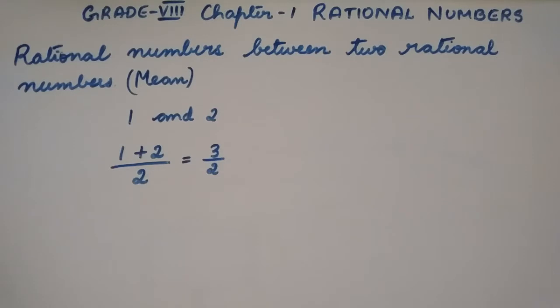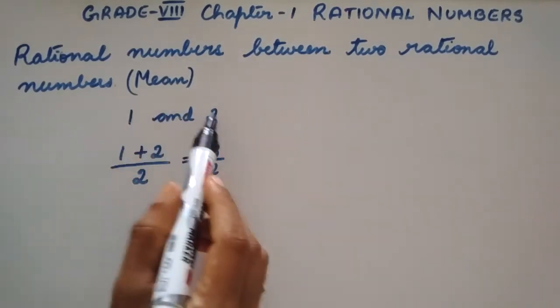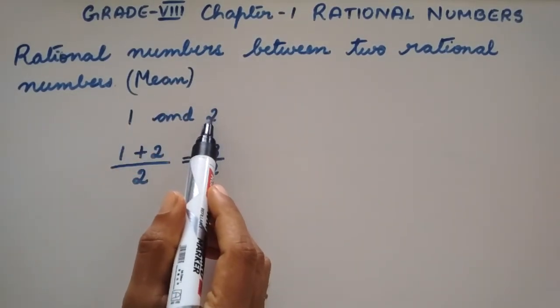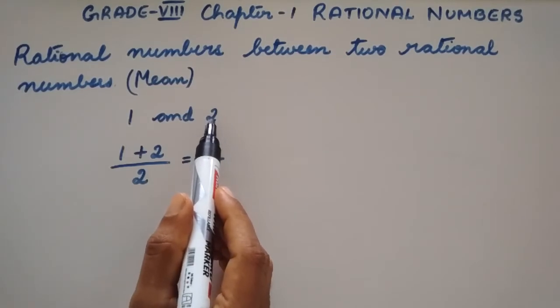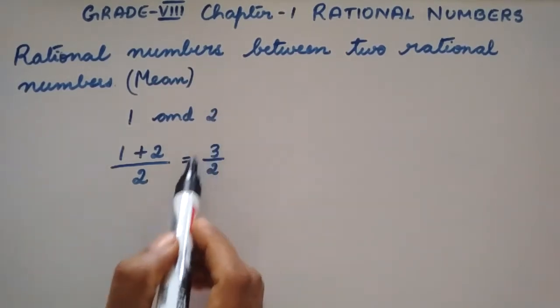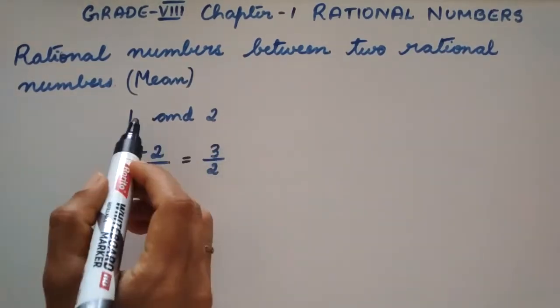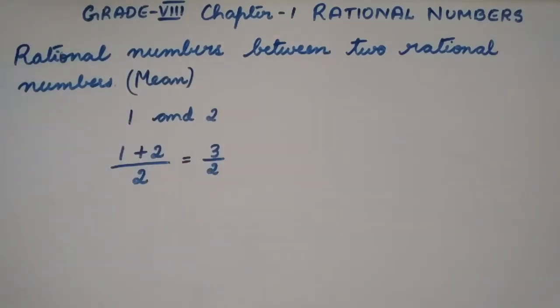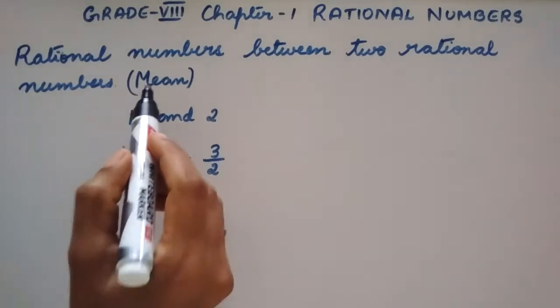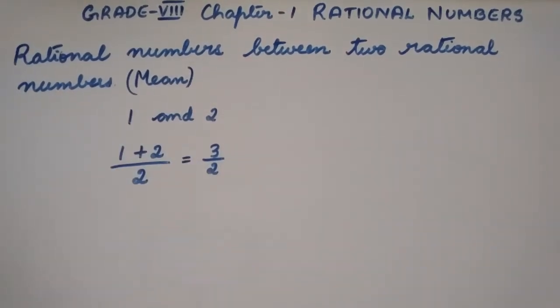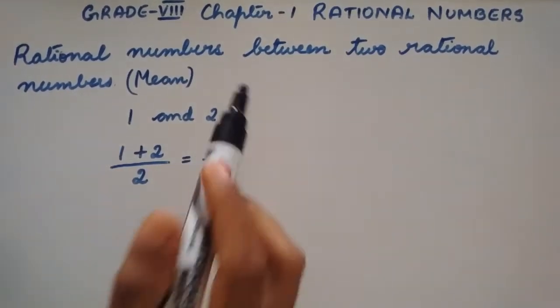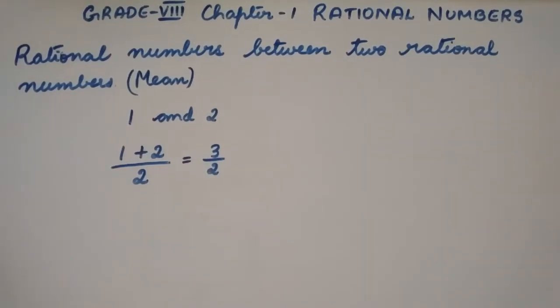So we find that between any two given numbers, we need not get an integer, but there will always lie a rational number. So this is the mean of 1 and 2. We can use this idea of mean also to find rational numbers between any two given rational numbers.